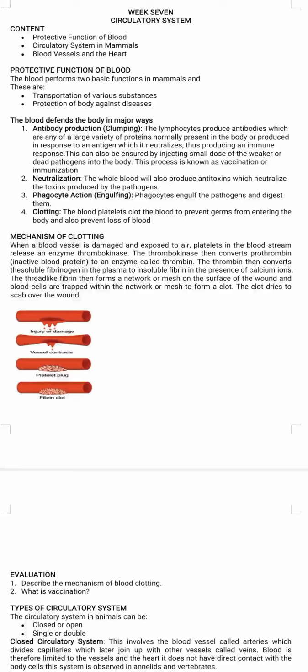Now we can see here the mechanism of clotting. When a blood vessel is damaged, of course, when there's a cut or there's a bruise, it means that there's a breakage in the blood vessel. It could be your artery or your vein. It is exposed to the air, and platelets in the bloodstream release an enzyme called thrombokinase. Now, this thrombokinase converts prothrombin, which is an inactive blood protein, to an enzyme called thrombin.